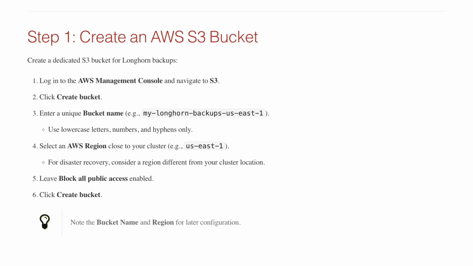Let's start the configuration process by creating a dedicated S3 bucket for Longhorn backups. First, log in to the AWS Management Console and navigate to S3. Click Create Bucket. Enter a unique bucket name, for example, my-longhorn-backups-us-east-1. Remember to use only lowercase letters, numbers, and hyphens. Select an AWS region close to your cluster, such as us-east-1. For disaster recovery, consider a region different from your cluster location. Leave block all public access enabled for security. Finally, click Create Bucket. Make sure to note the bucket name and region for later configuration.